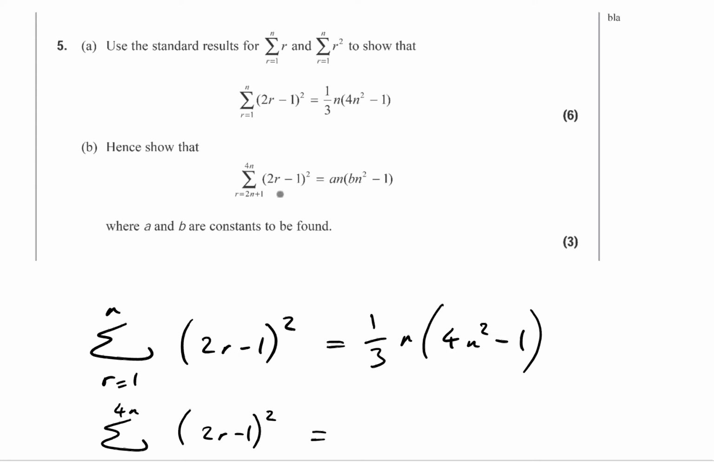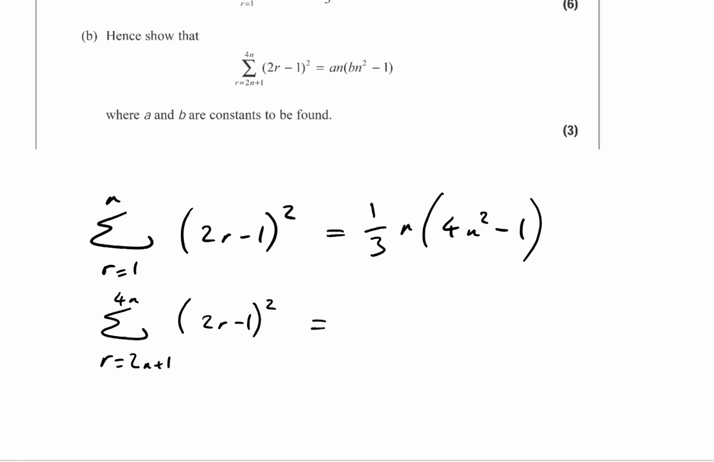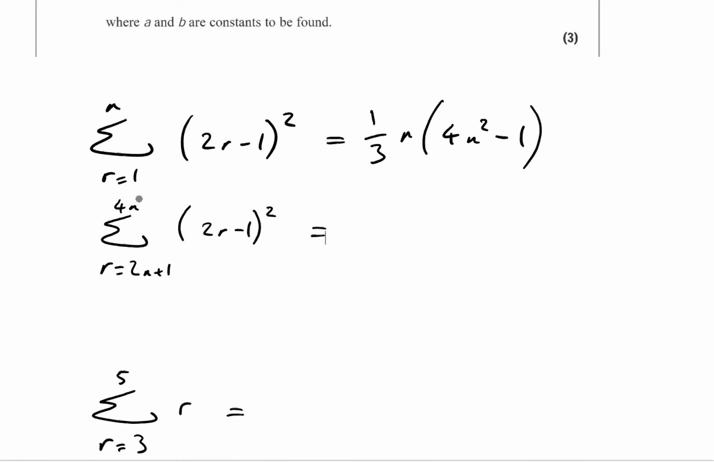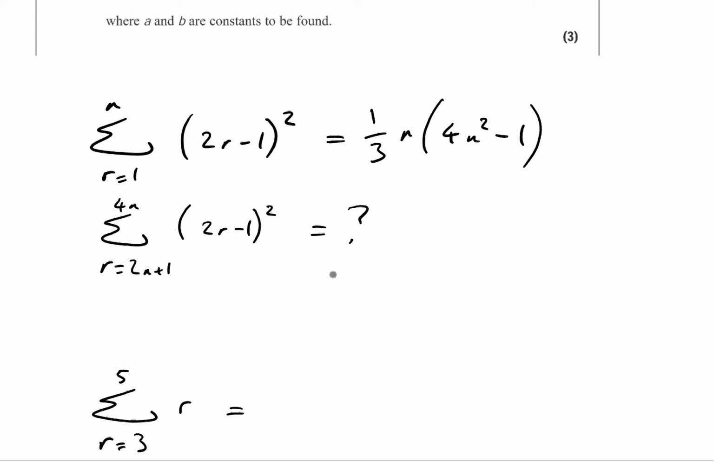Now in part B, we've been asked to use this result to show that the summation from 2n plus 1 to 4n of the same thing, (2r minus 1) all squared, is going to be something times n, and inside the brackets something else, whereas before it was a third, and a 4, and n squared minus 1. So we're basically being asked to find a and b. Just to make it clear, before we started from 1 and went up to n. Now we're starting from 2n plus 1 and going up to 4n, and it's going to be equal to something else, and that's what we're asked to find.